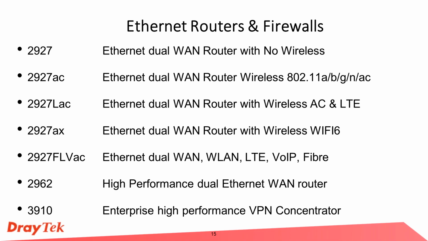The 2962 is a high performance dual Ethernet WAN router, and that can be rack mounted. Actually, all of these products can be rack mounted. There's a rack mounting bracket available for all of these as well. The 3910 is an enterprise router that has multiple WAN ports. I think it has 4 WAN ports, and it can be used as a VPN concentrator. It supports up to 500 VPNs. Okay, so that's just some examples of model numbers for DrayTek products.